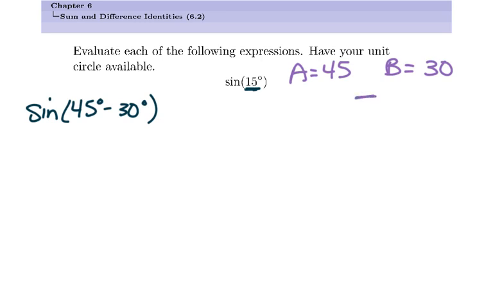Now, other students could do this problem and they could choose their A value to be 45. They could choose their B value to be negative 30. And then they would have to use the sum formula. So see how you should get the same result either way, because 45 minus 30 is the same as 45 plus a negative 30. Most students would choose this first option, so that's what I'm going to use.